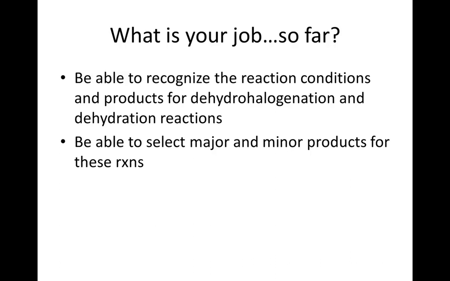Alright, so far what you need to be able to do is recognize which reaction conditions and products work for dehydrohalogenation and dehydration reactions. In other words, if you have an alkyl halide, you've got to remember you use a base to cause that elimination reaction, the removal of HX. And if you have an alcohol, then you use an acid like sulfuric acid to cause the elimination dehydration reaction on that. You need to be able to either pick out or draw the products that are possible from such reactions. And I'm going to stop with this portion of the chapter.